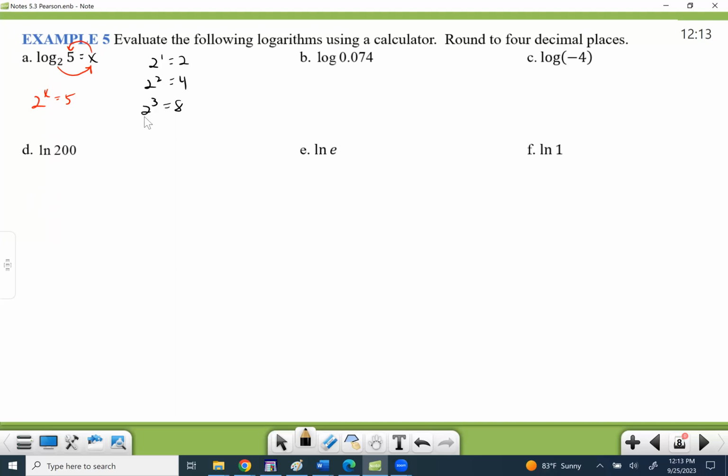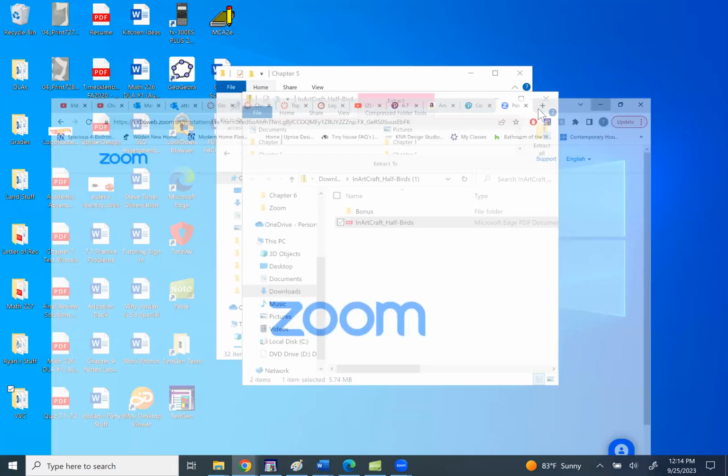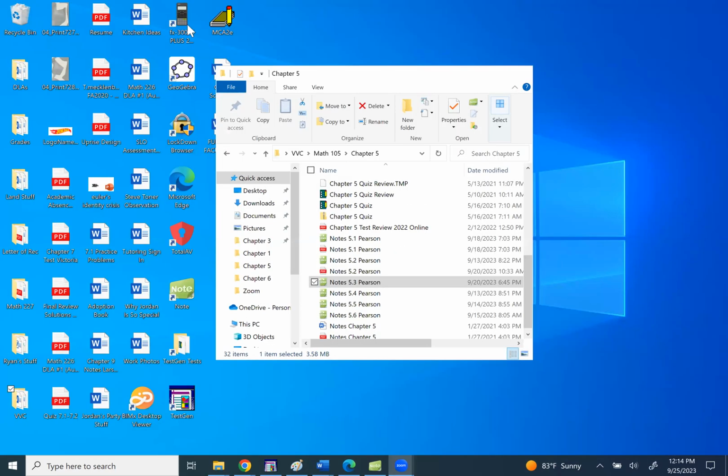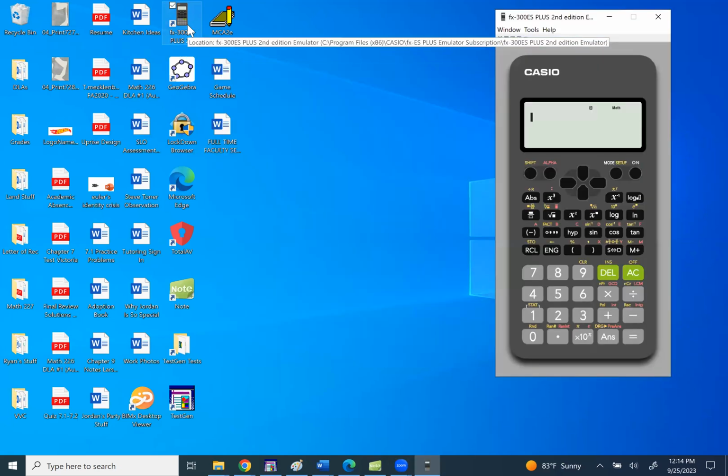So what that means is it's got to be somewhere in between 2 and 3, some decimal value between 2 and 3, probably closer to 2, because 5 is closer to 4 than it is to 8, right? So maybe like, I don't know, 2.2, 2.3, I have no idea, okay? 2.1. So we'll go into our calculator to get this decimal value that we would never be able to get by hand, okay? All right, so let me pull open our calculator. And I'm going to use this one for right now, but a lot of your calculators don't have this capability that this calculator has.